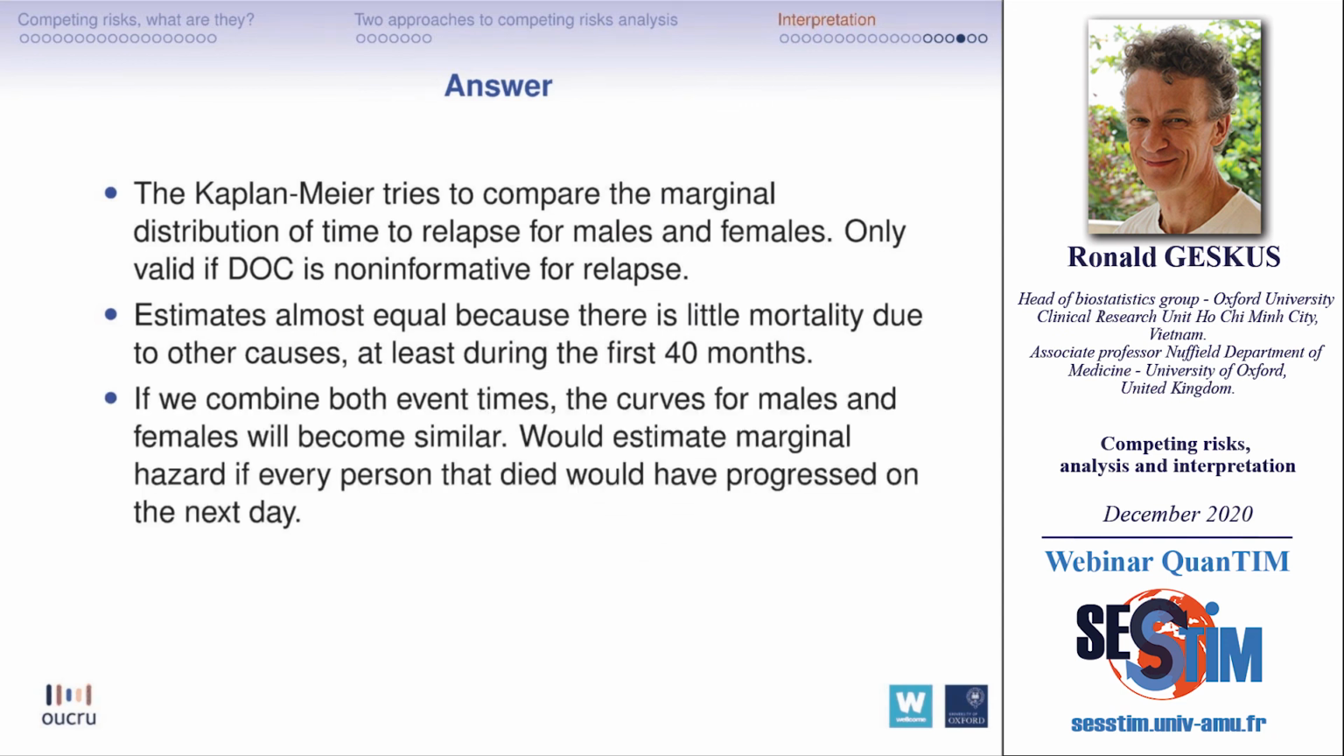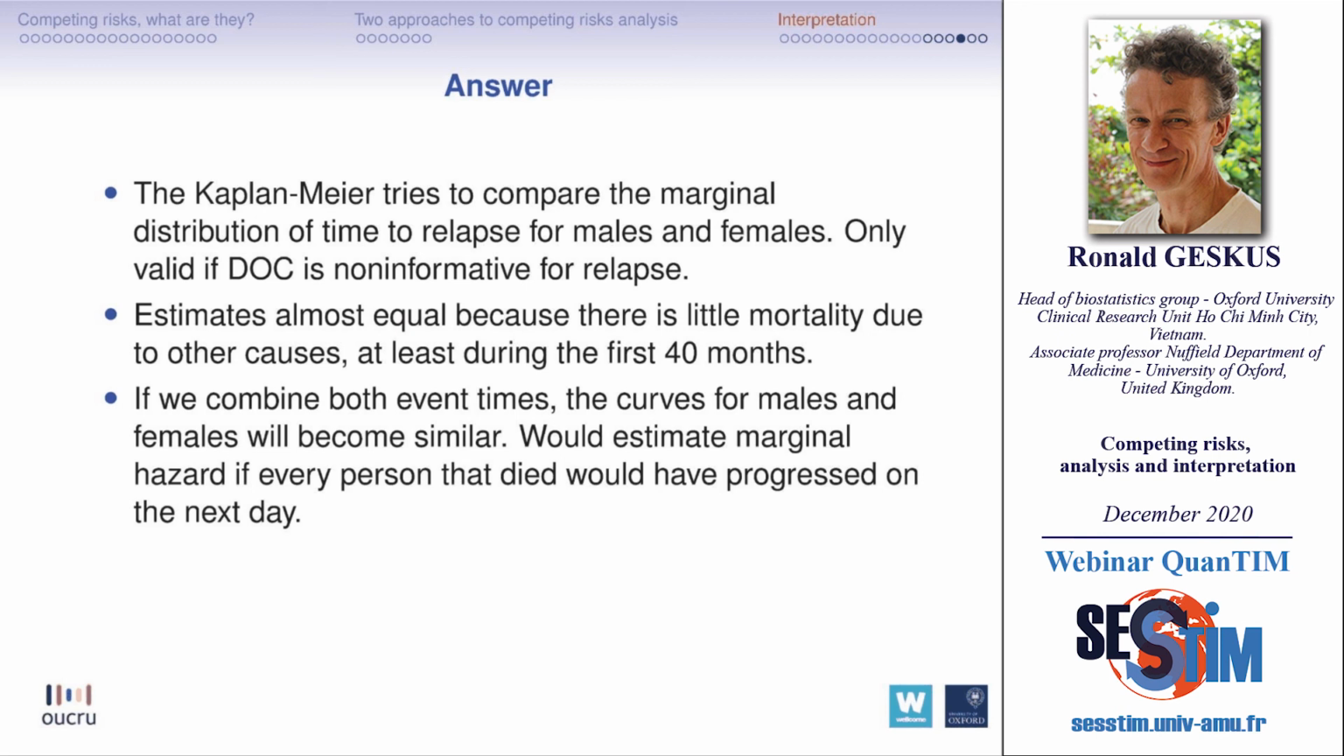Another thing we could do, remember the curve. So I said, well, maybe the lower relapse probability in the males is explained by the higher mortality. Well, for the Kaplan-Meier, we get that the difference is still present. You could, of course, combine both event types. I say times here, but it must be types. If you combine both event types, the curves for males and females will become similar.